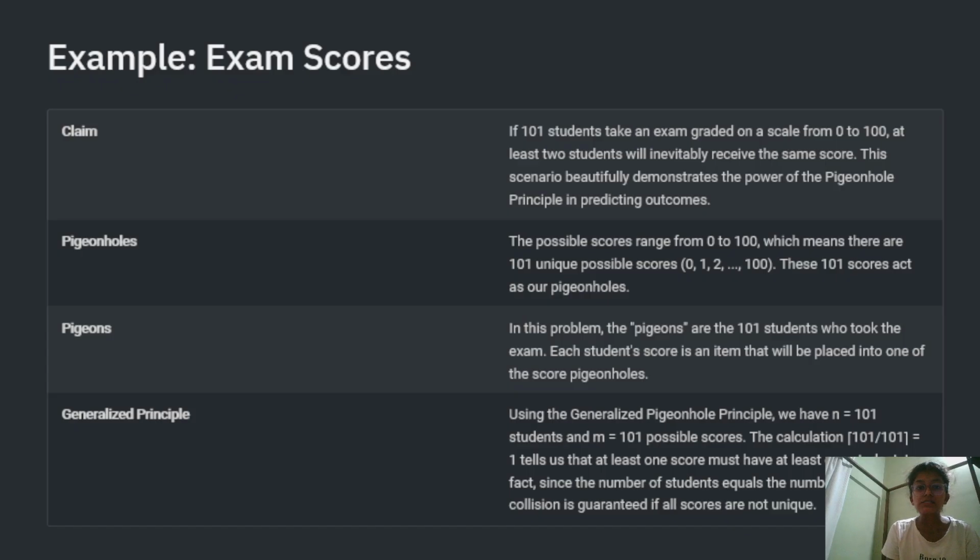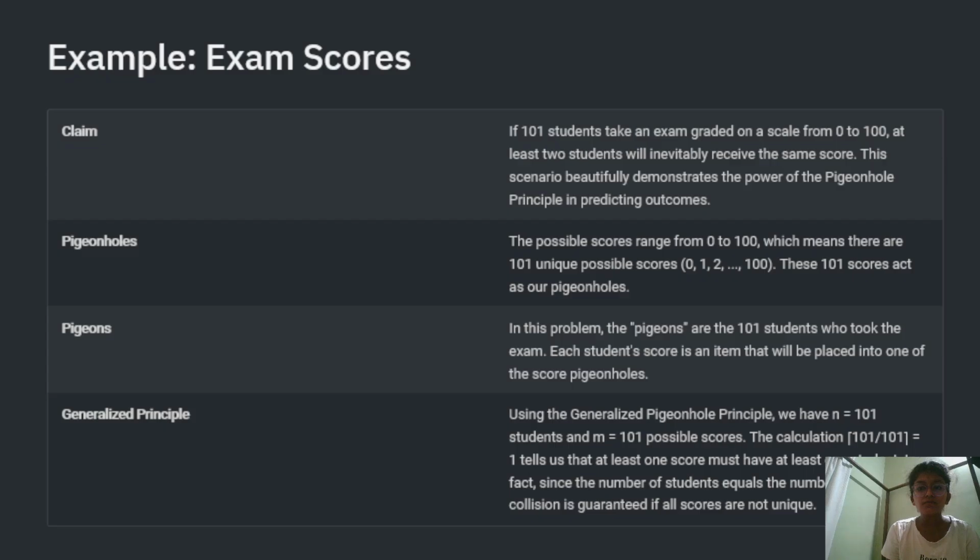Next, if we consider the pigeonhole statement for this particular question, the possible scores range from 0 to 100, which means there are 101 unique possible scores, that is 0 to 100. So these 101 scores act as our pigeonholes. Next, in this problem, the pigeons are the 101 students who took the exam. So each student's score is an item that will be placed into one of the pigeonholes.